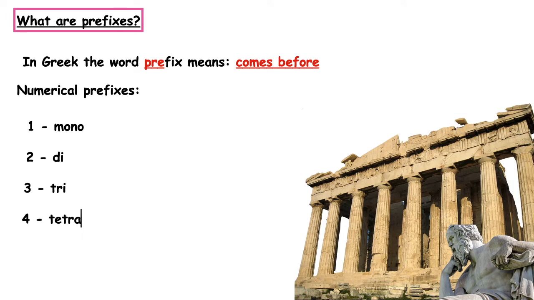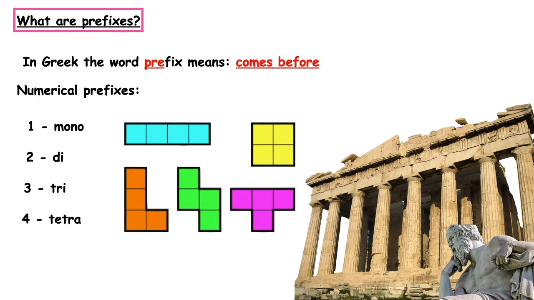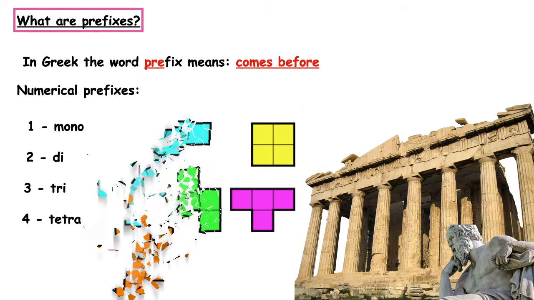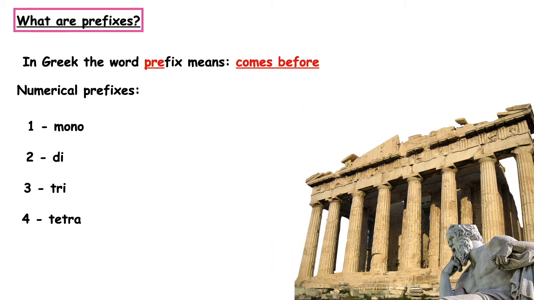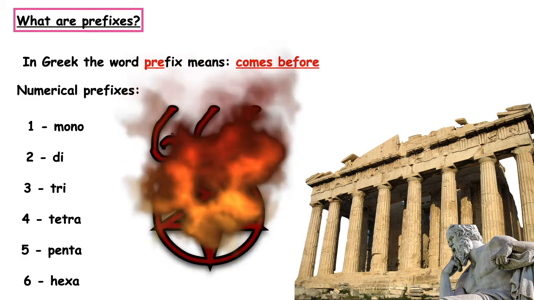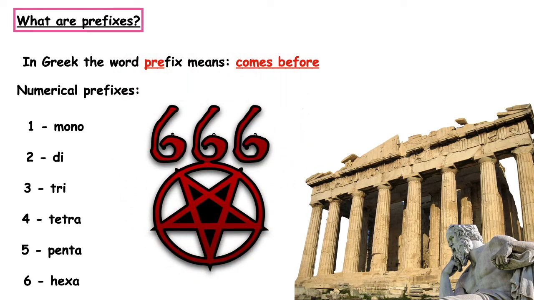4 is tetra. Have you ever played the game Tetris? And have you ever noticed that all of the shapes actually have 4 blocks? That's because tetra means 4. 5, the prefix is penta. Think about a pentagon. 6 is hexa. And for some reason, I constantly think about the devil 666. Witches used to put hexes on people.